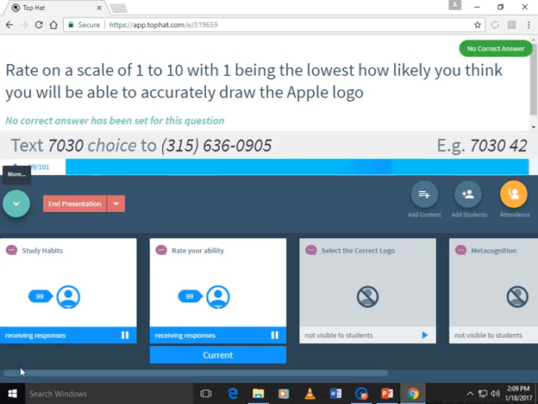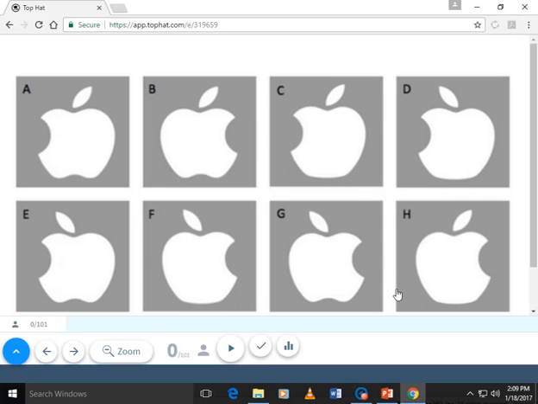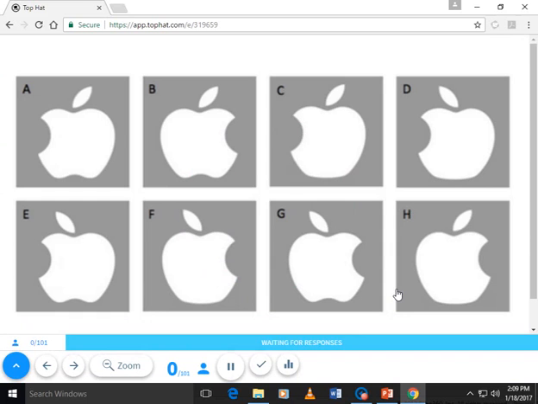But when you look at your version of the logo, is the bite out of the right side? Does the stem go the right direction? Does the bottom of the apple look right? So next thing on Top Hat, this is one of those things you'll just click on: which one of these do you think is the correct Apple logo?